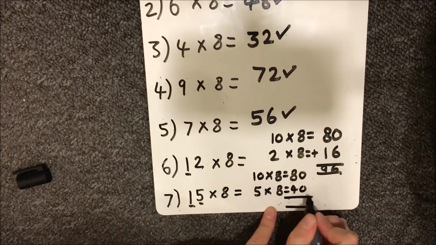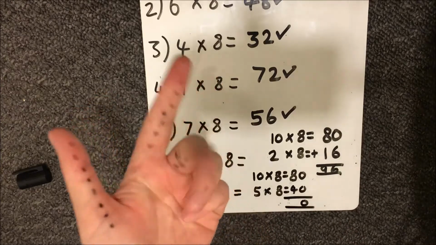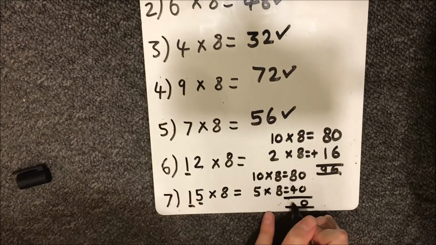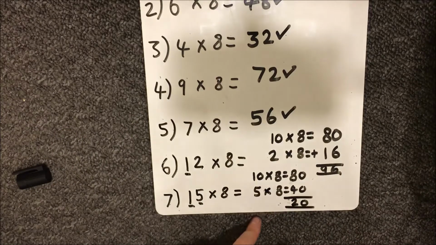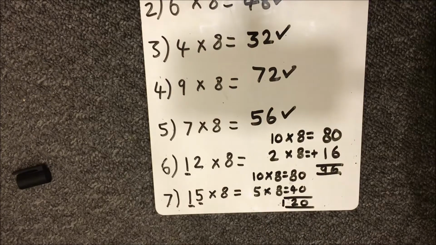So I've got 0 add 0. Then I've got 8 tens, add 4 tens. 8, 9, 10, 11, 12. So my 2 tens can stay here. But I know 10 tens make 100, so they get kicked out. And they're going to go here. So my answer is 120.